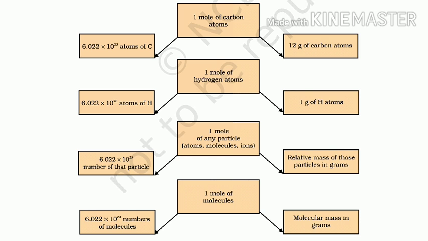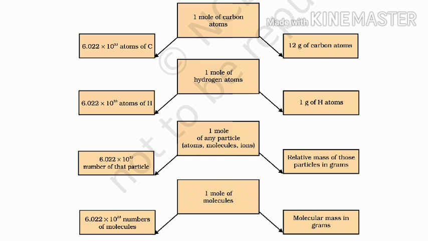A mole of anything is equal to 6.022 multiplied by 10 raised to the power 23. Yes, 6.022 into 10 raised to the power 23. That is the mole concept. 1 mole is equal to this much quantity, 6.022 into 10 raised to the power 23.